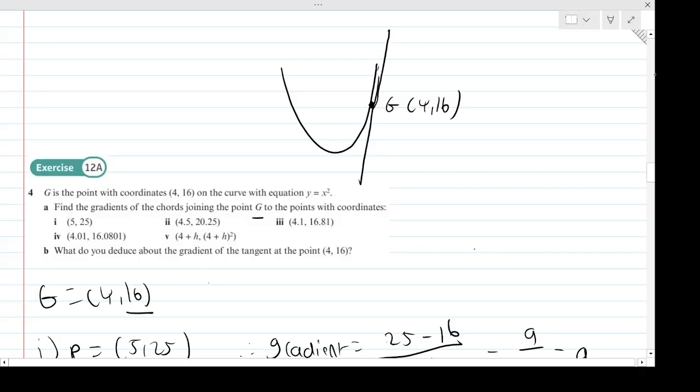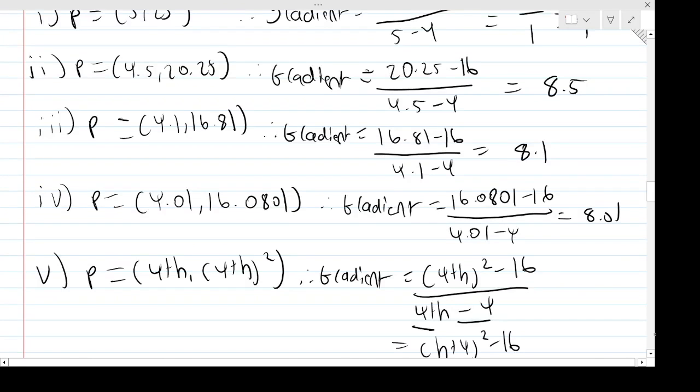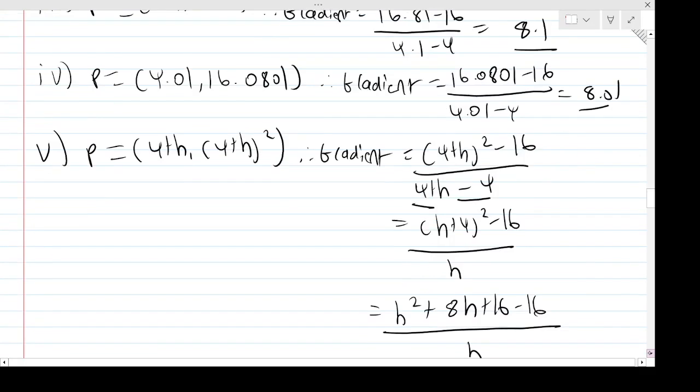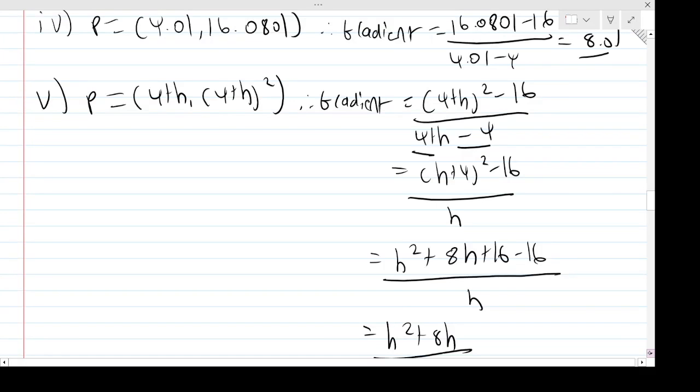Well, what we're doing is effectively we're taking points P on the curve and we're moving them closer and closer to G. And then eventually the gradient between G and P will match the gradient of the tangent to get a gradient for the curve at the point. So the gradient of the tangent at the point G then, right? Well, what do we notice again? The gradients are starting to go towards 8, right? So I think the gradient of the tangent at G is going to be 8, right?